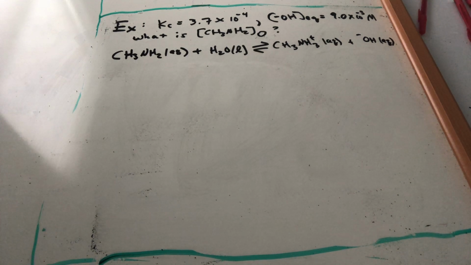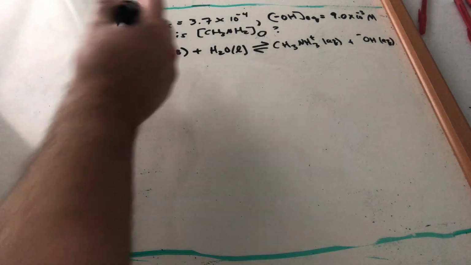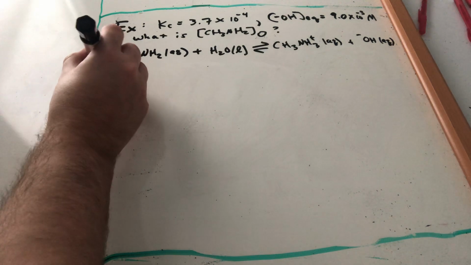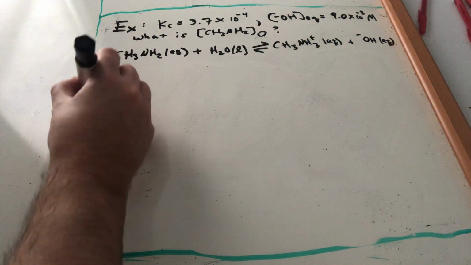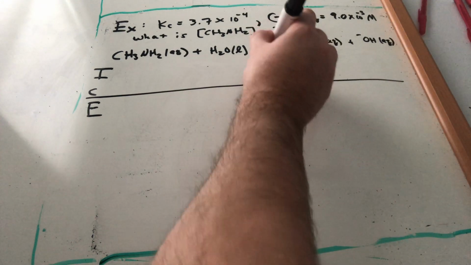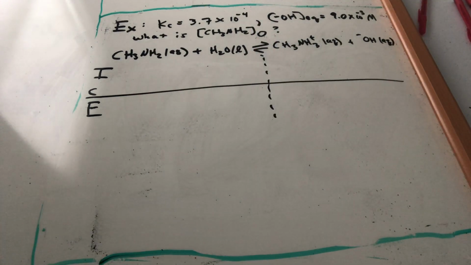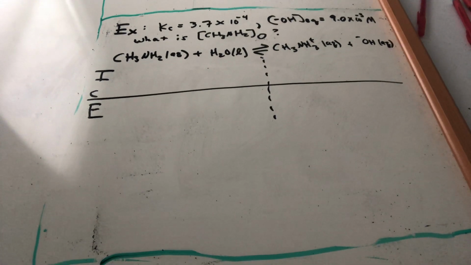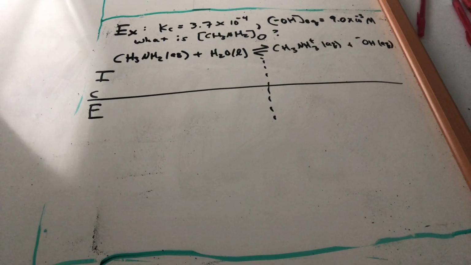So again, it looks like there are some unknowns going on here. It looks like we should organize ourselves with an ice table because we have a K to use. So let's do that. I, C, E, line across, and then dot, dot, dots. Hopefully you're getting used to manipulating these and setting these up. There's a very simple thing we have to do right off the bat. I'll give you a second to think about it. Hit pause if you need to.